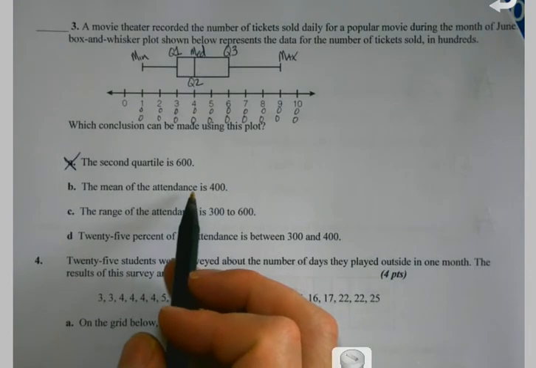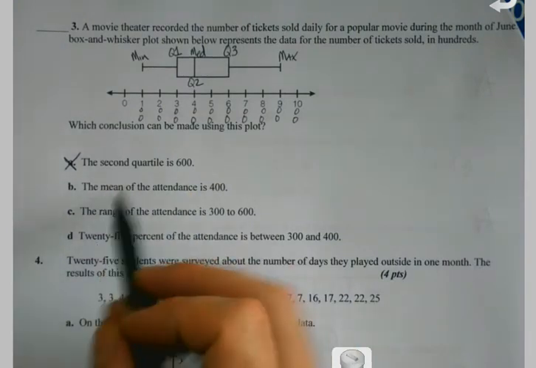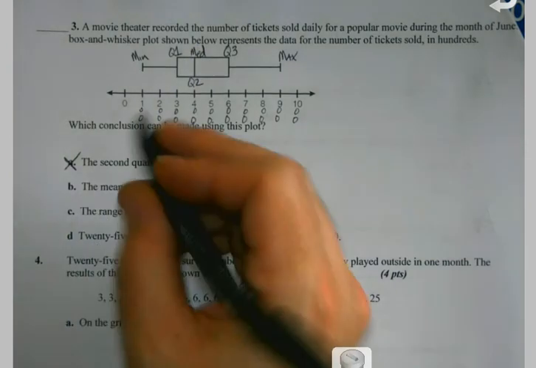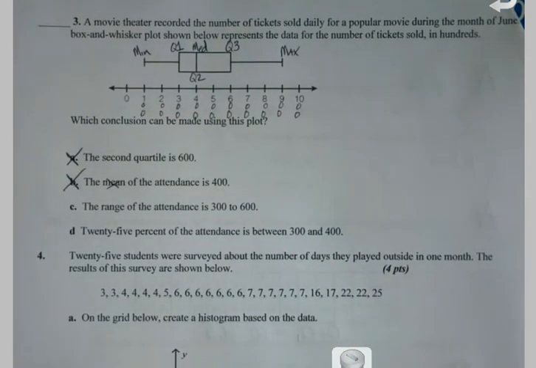Ooh, be careful. It's an M word, it's at 400, but it's not the right M word, because this is our median, not our mean. So that causes a problem. So it's not B. The range of the attendance is from 300 to 600. Again, tempting, but not correct.